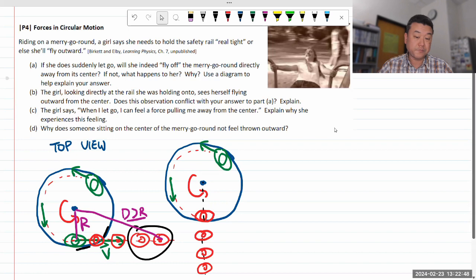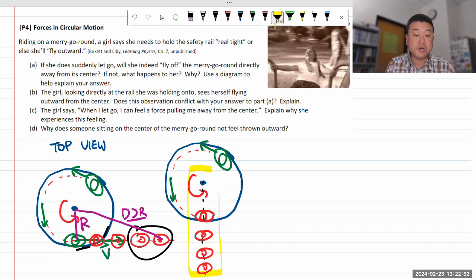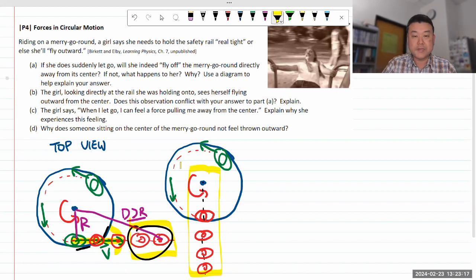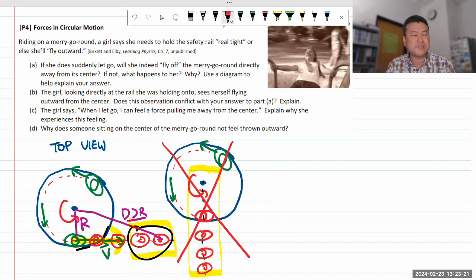But what she doesn't do is fly off the merry-go-round in this way. What's pushing her off the merry-go-round is the fact that she was already moving with some speed. So when there stops being a force, she continues to move in the direction that she was moving, so she ends up that way. So use a diagram to explain your answer. Yeah, that's my explanation. This doesn't happen, and I think once you start drawing the diagram, you can see that this doesn't actually happen.